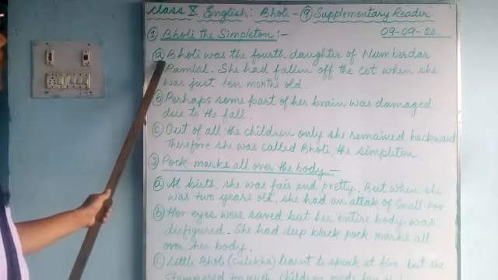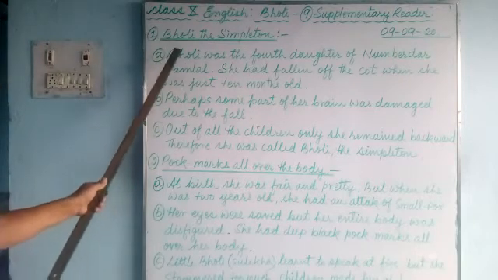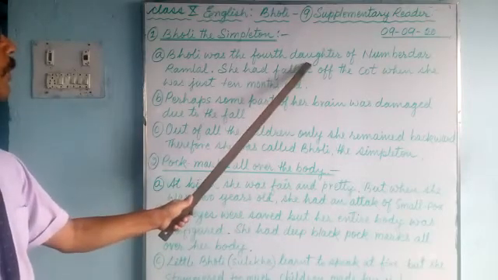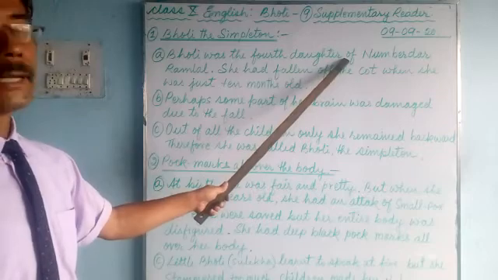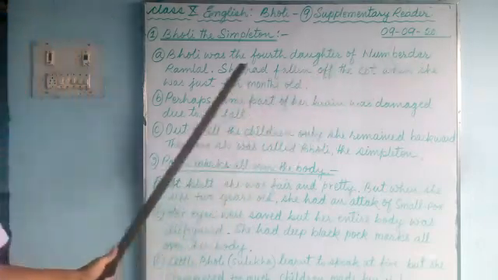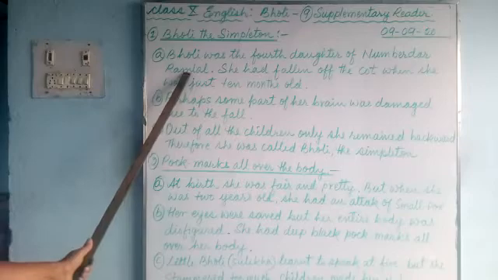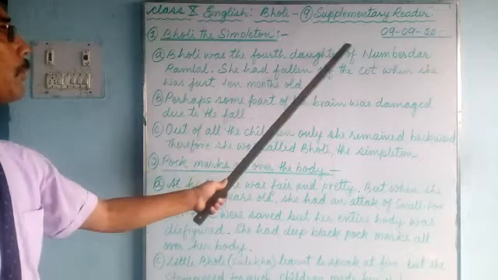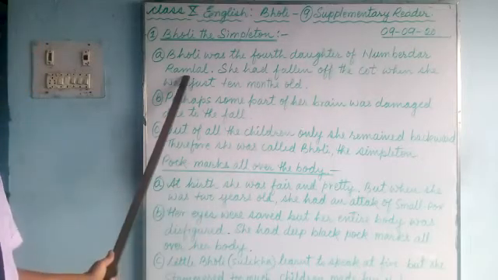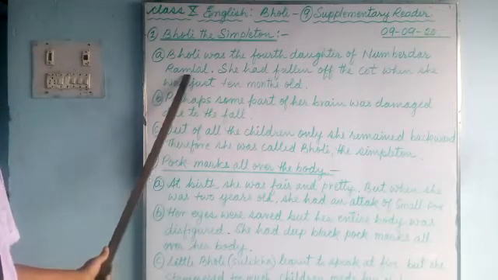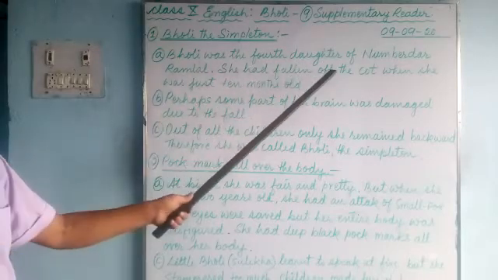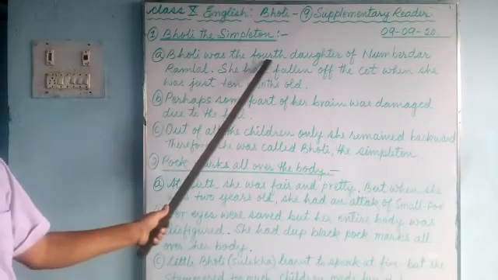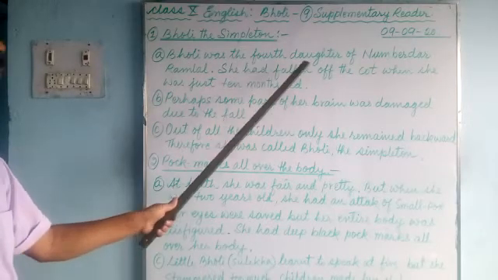So number 1A. Bholi was the 4th daughter of a person named Nambedar Ramlal. He had 3 daughters already. Now Bholi was the 4th daughter that was born to him.